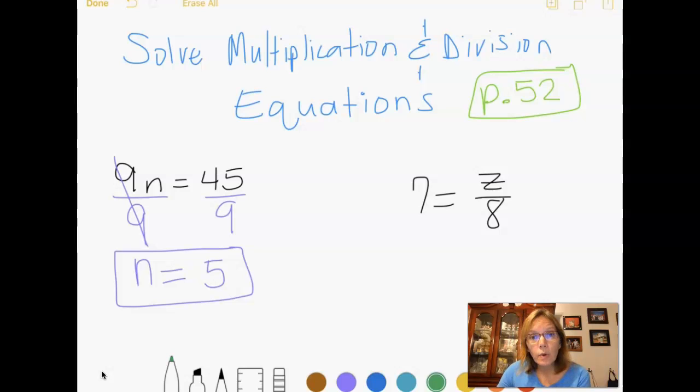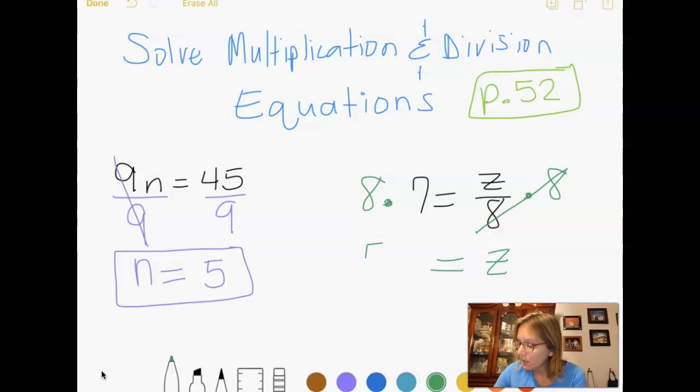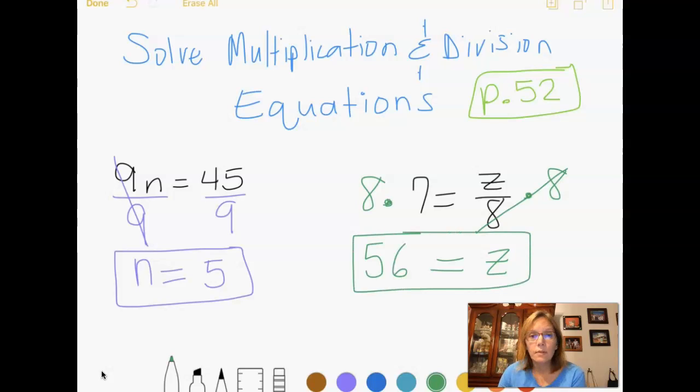Okay, and then the next one, I have z divided by 8, so I'm going to do the opposite of division, which is multiplication. Whatever I do to one side, I have to do to the other. So these two 8s are going to equal 1, and I'm just left with z on that side. Notice how I'm keeping my z on that side. And then I'm just going to multiply 8 times 7, which is 56. So z equals 56. Okay?